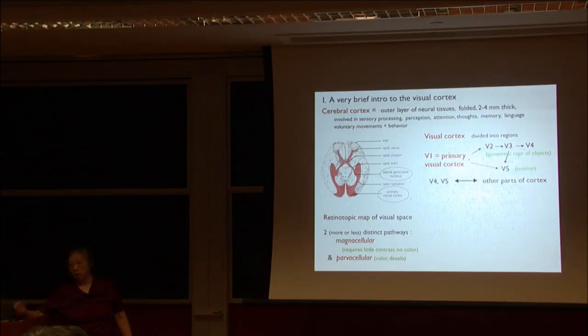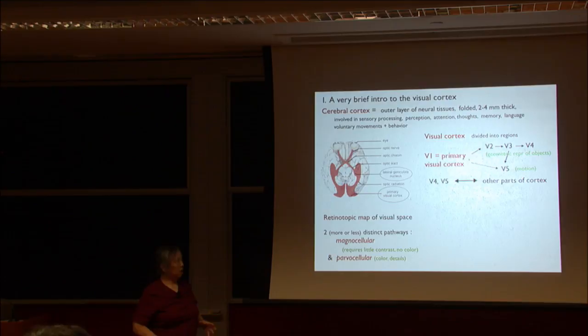Here's another thing one should know: in V1 at least, and actually a little bit beyond, there are two more or less distinct pathways. One is called magnocellular, the other parvocellular. I'm going to be talking about the magnocellular one. The magno one requires very little light, so when it's dark, you tend to use that. It's very sharp, and it saturates very quickly. You don't see color. At nighttime when you walk outside, you don't see color. You're using this guy.